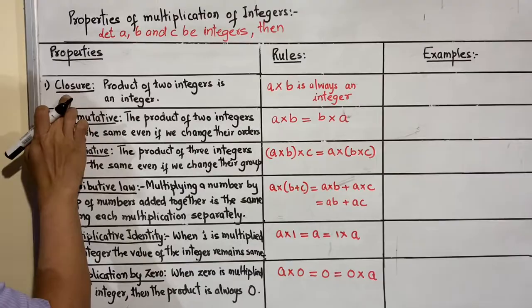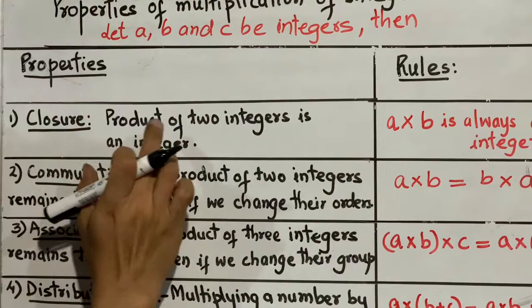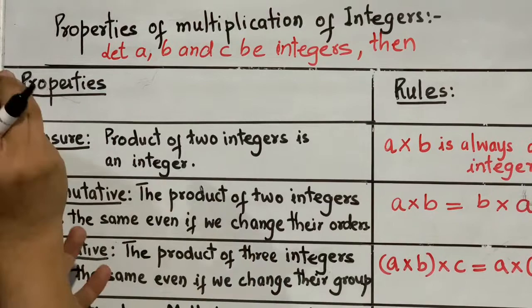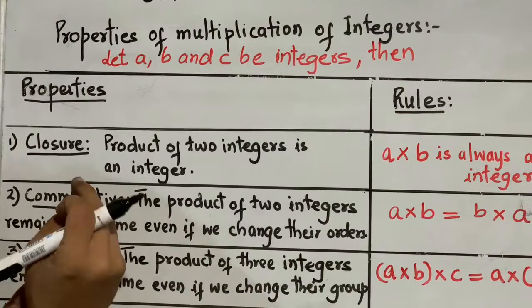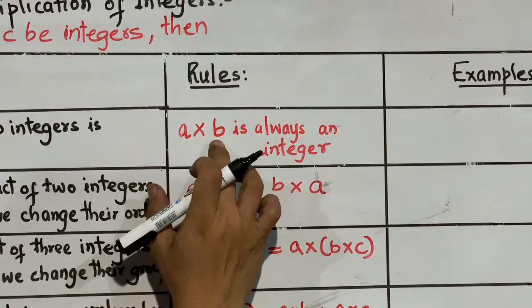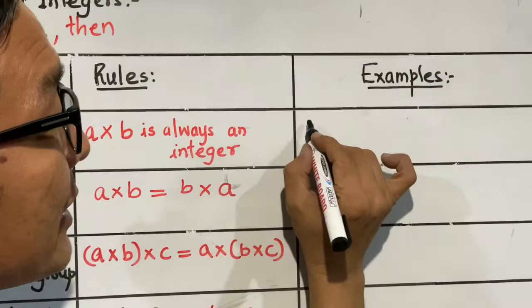The closure property: the product of two integers is always an integer. When you multiply two integers, the product is an integer. So integers are closed under multiplication. The rule: a, b, c are integers, and when a and b are multiplied, the result is always an integer.